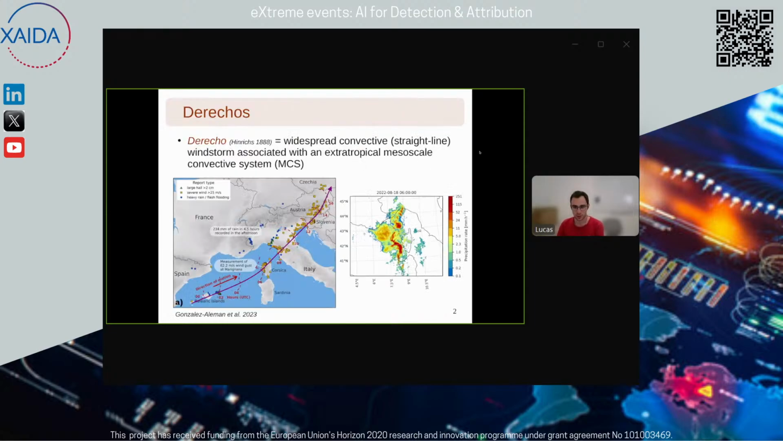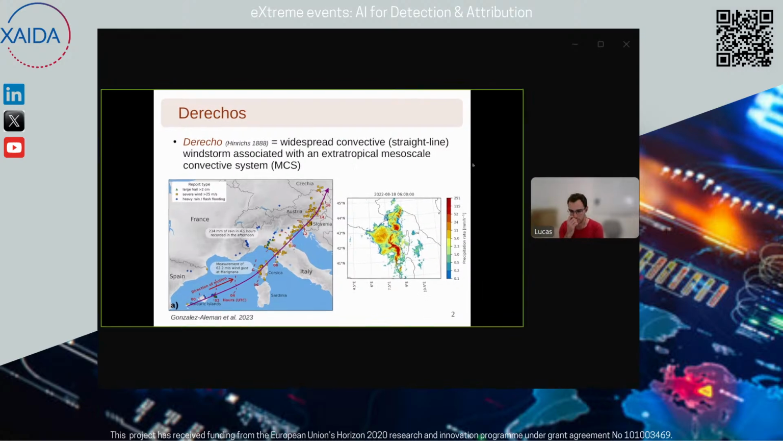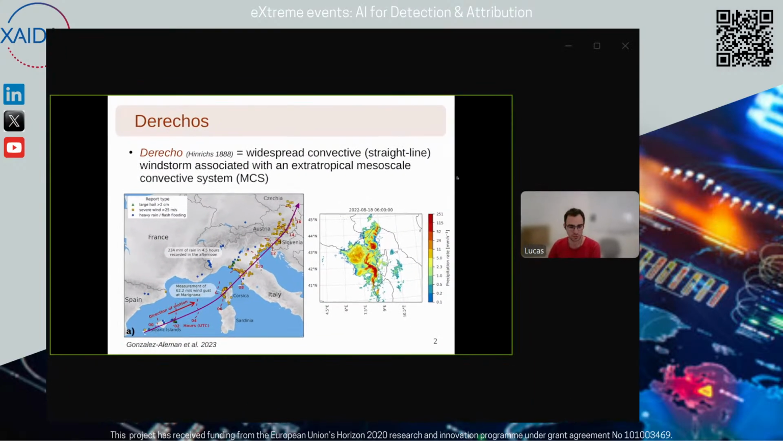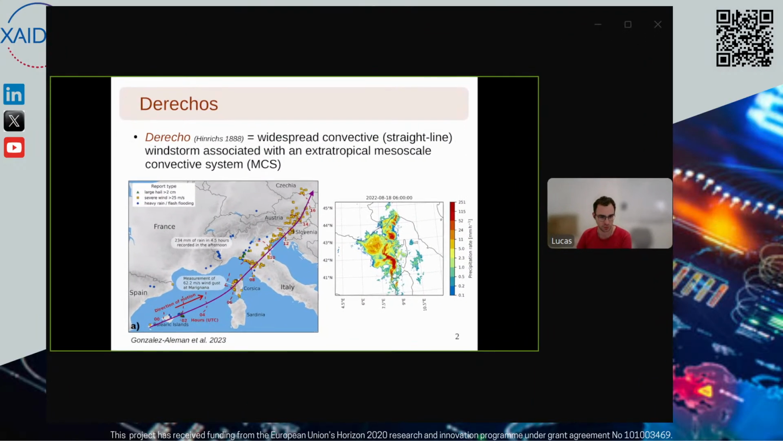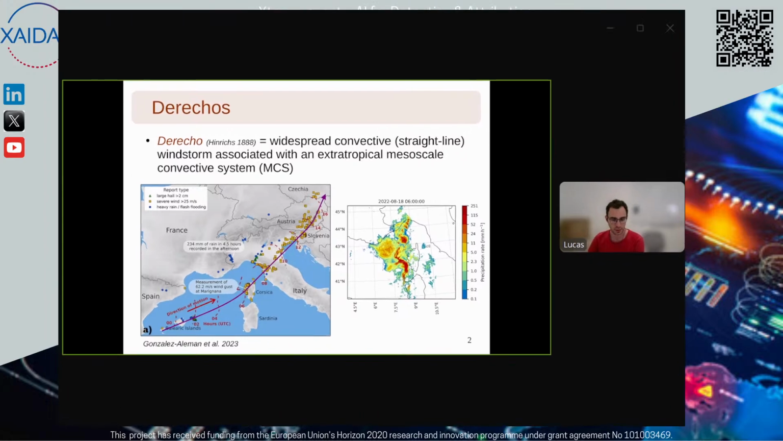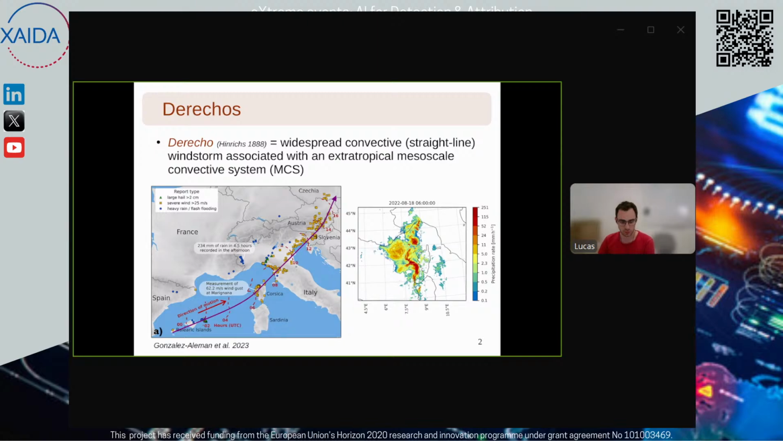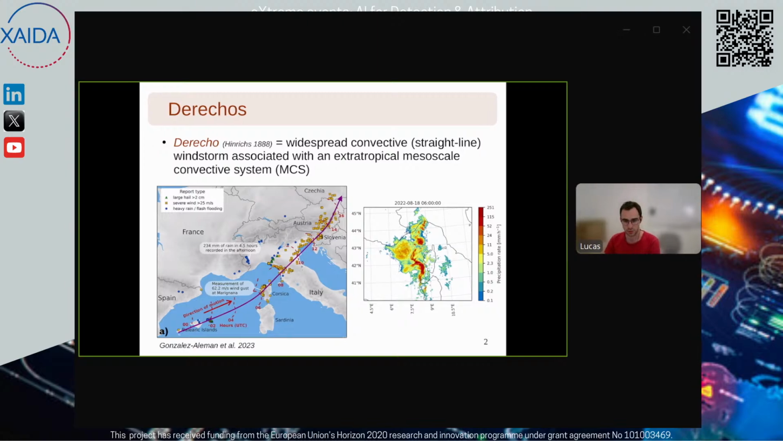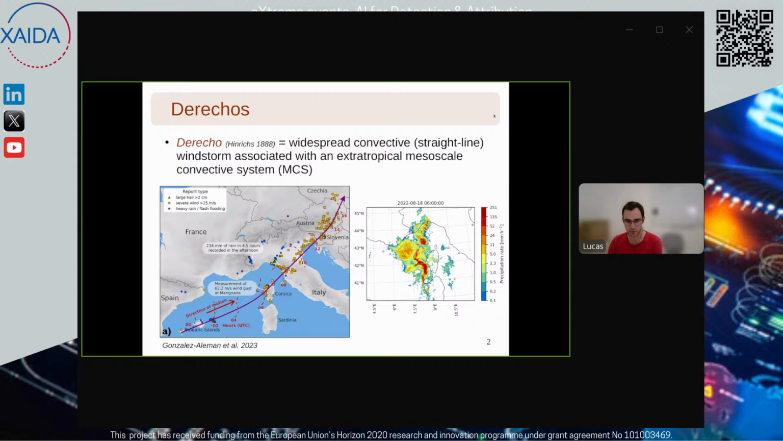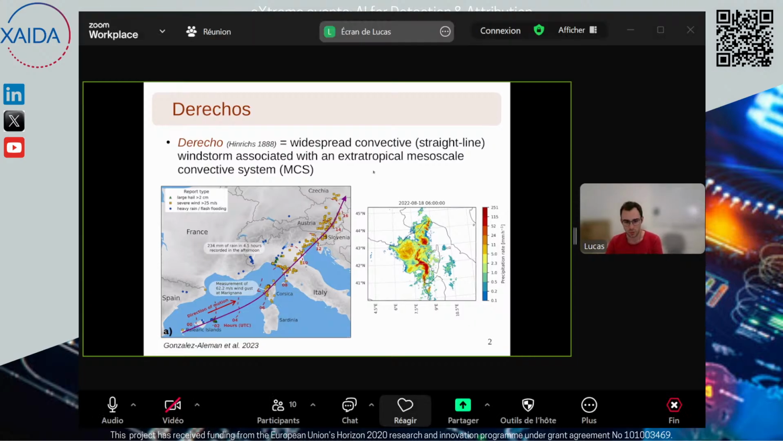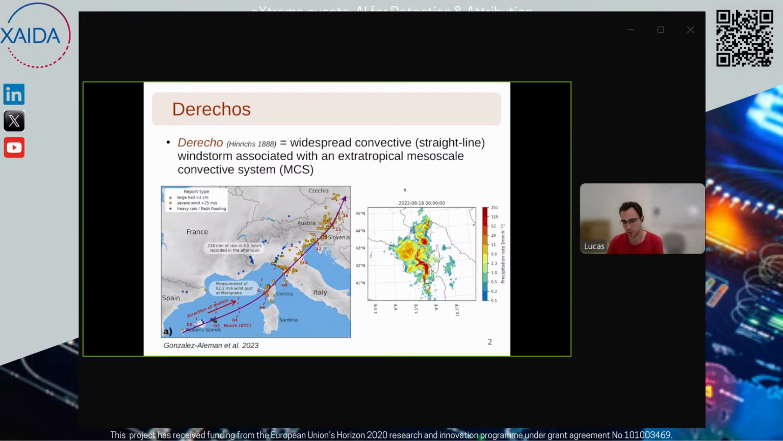So derechos are a category of convective storm. They were defined by an American meteorologist in the 19th century as a type of widespread convective windstorm, and they are associated with extratropical mesoscale convective systems. A mesoscale convective system is a cluster of thunderstorms that spans more than 100 kilometers wide.